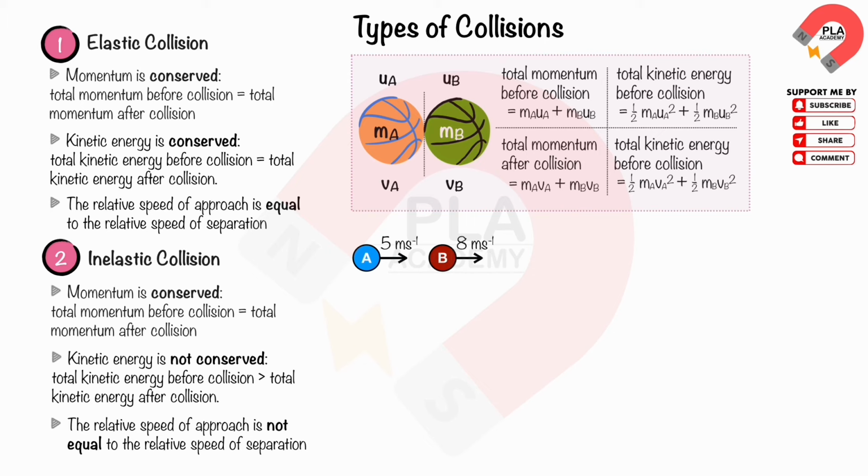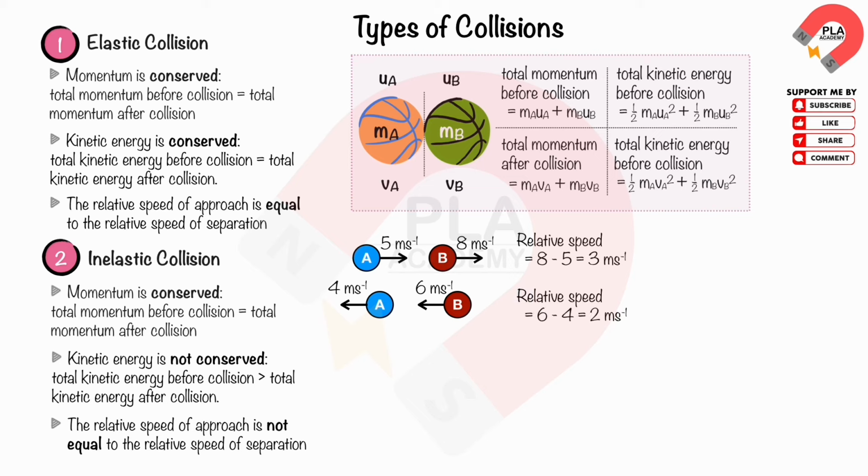When ball A has a speed of 5 meters per second to the right and ball B has a speed of 8 meters per second to the right, the relative speed equals 8 minus 5, which is 3 meters per second. When ball A has a speed of 4 meters per second to the left and ball B has a speed of 6 meters per second to the left, the relative speed equals 6 minus 4, which is 2 meters per second.